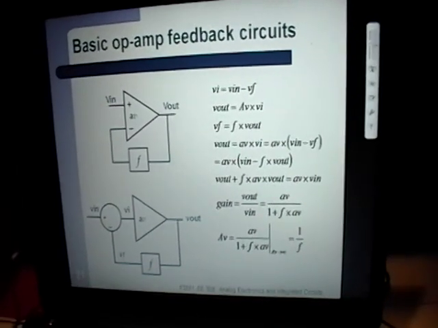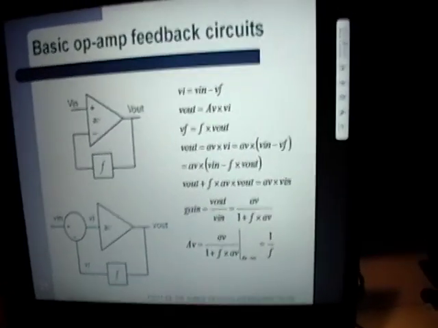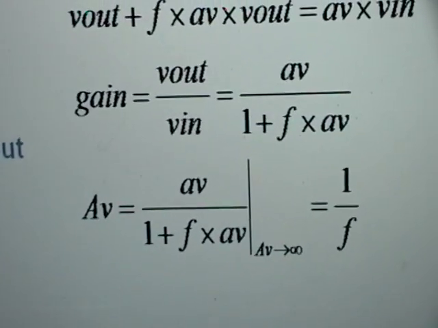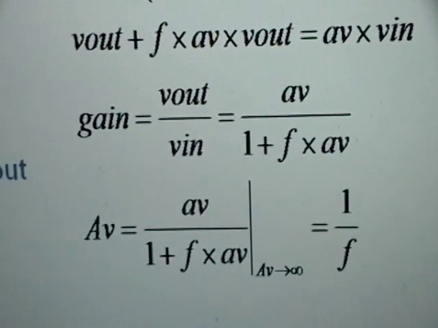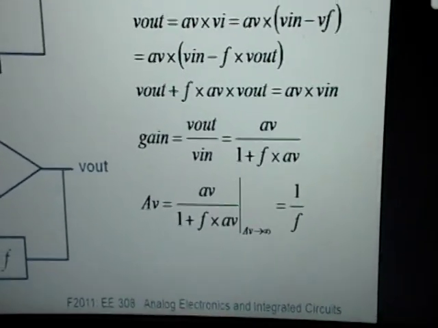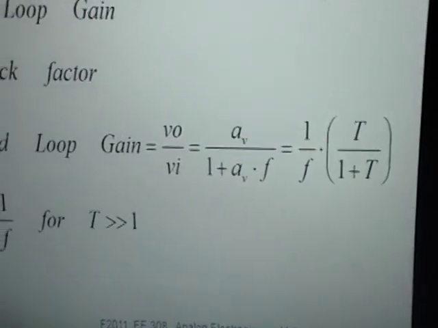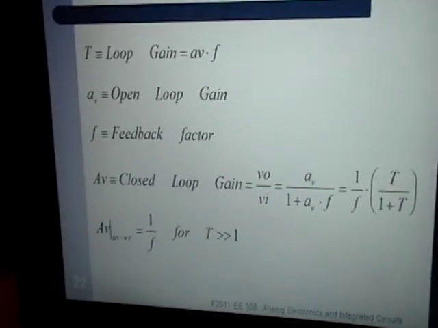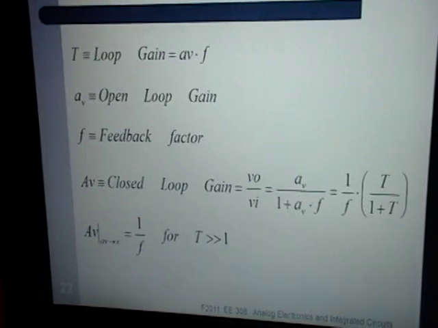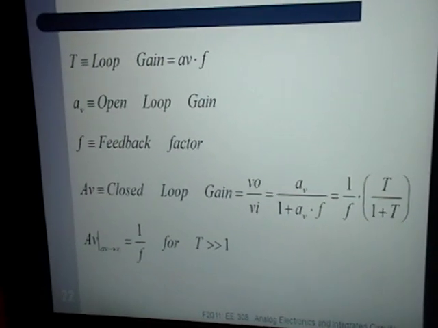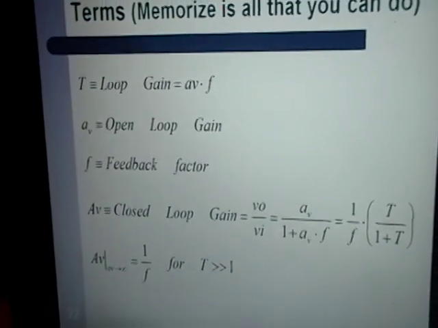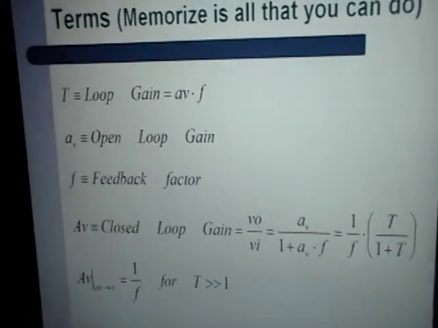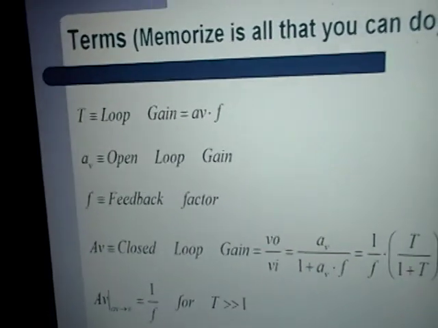If you have questions about the derivation of this equation down here, or anything like that, please come see me and we'll go over it. Right now we are going to just go through some definitions and then do series shunt, and then we'll start with actual feedback calculations on Monday. Okay, definitions. T is the loop gain, AVF.